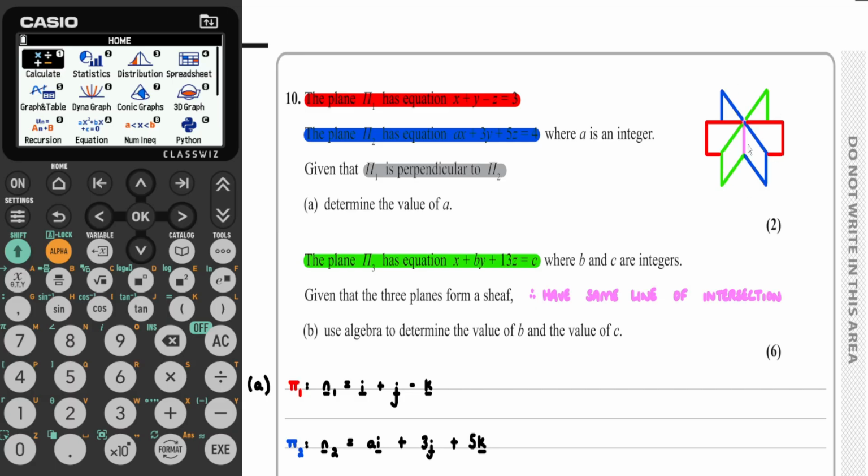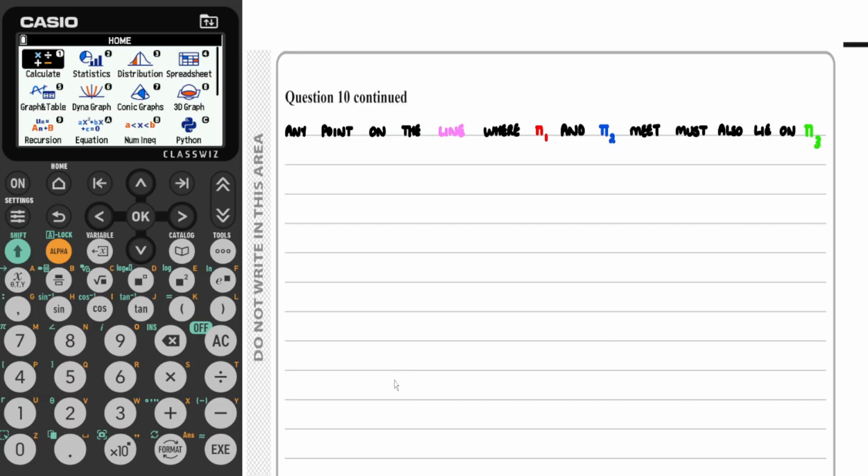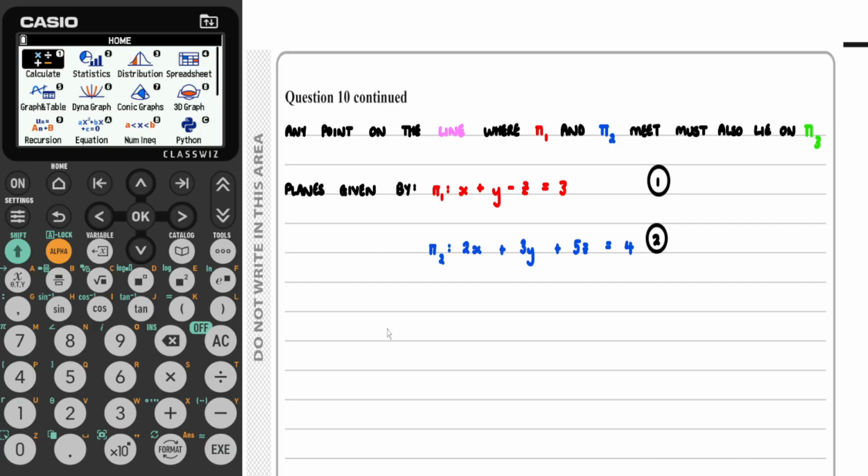And you can see that in this diagram here. Now, let's write down what we know about our equations. We've got pi 1 given by x plus y subtract z equals 3. We'll call this equation 1. We've got pi 2 that's given by 2x plus 3y plus 5z equals 4. Let's call this equation 2. And then we've got pi 3 which is given by x plus 3y plus 13z equals c. We've just worked out the value of b to be 3. Let's call this equation 3.